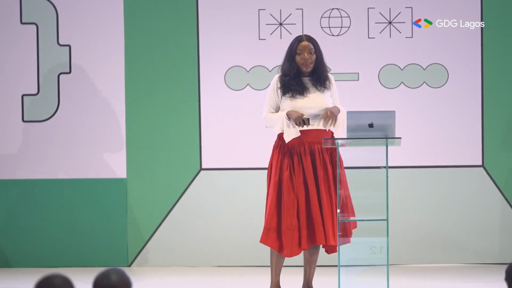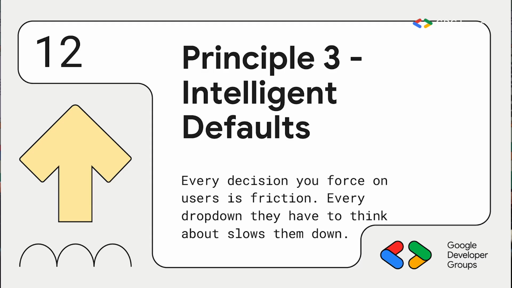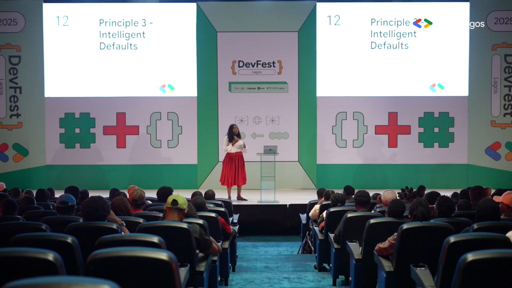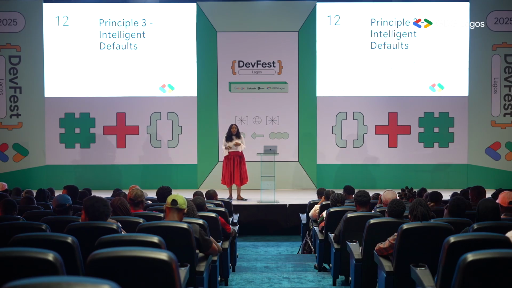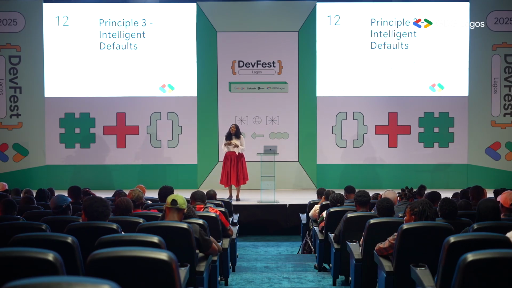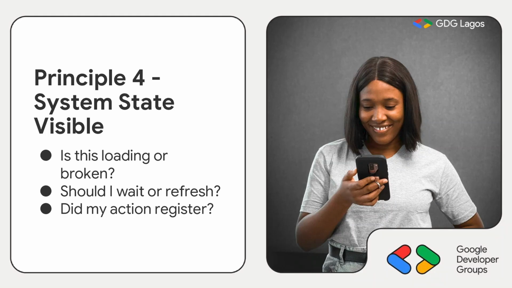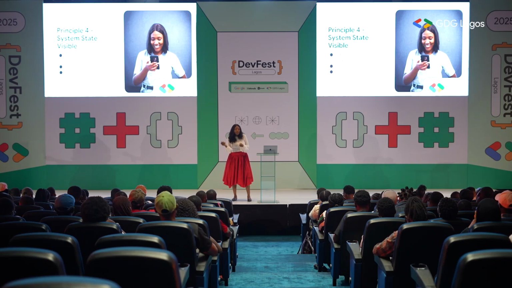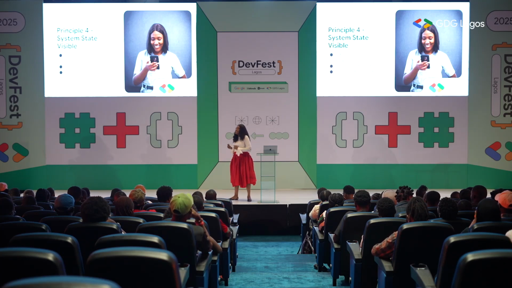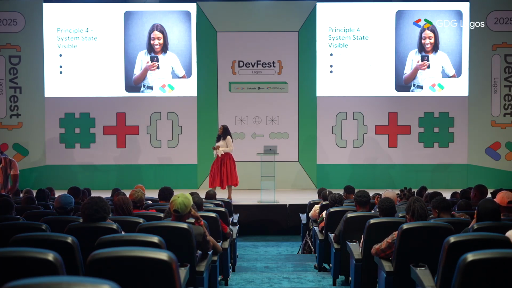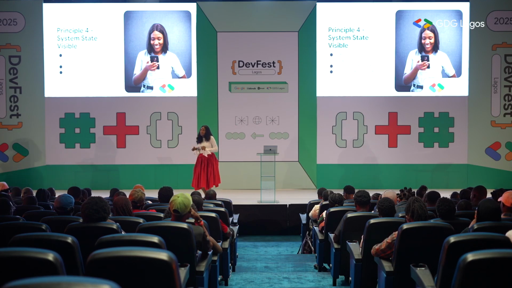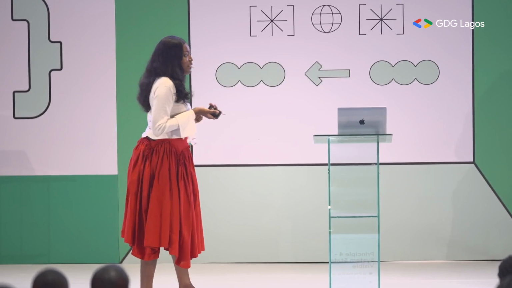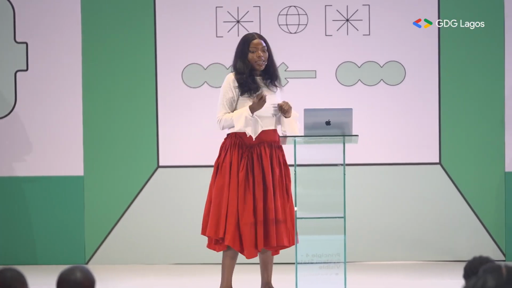So let's go to the third one. The third one is intelligent defaults. With your user's actions, as much as possible, you want to reduce friction. You want to reduce the number of times they have to select from a drop down, for example. The next one is system states visibility. So you want to reduce the number of questions your user will possibly ask, especially in loading states, inline notification, haptic feedback, and stuff like that.